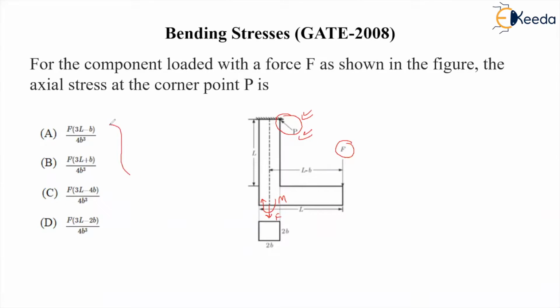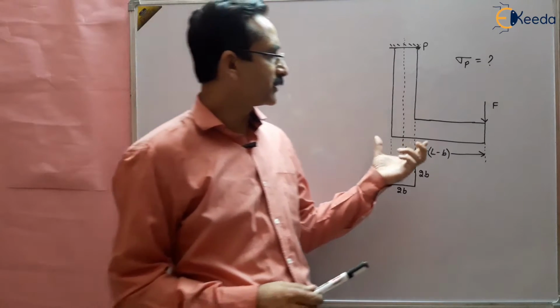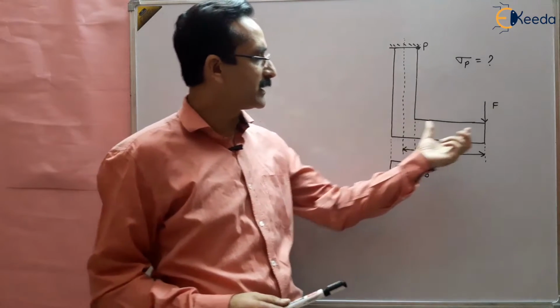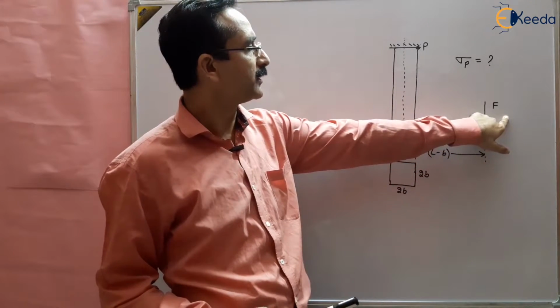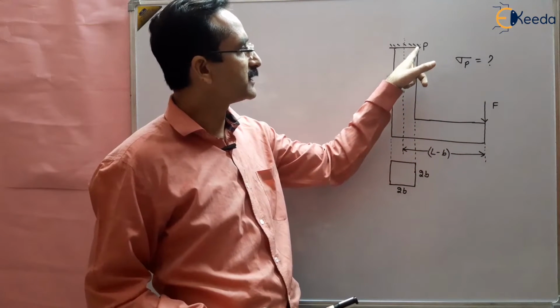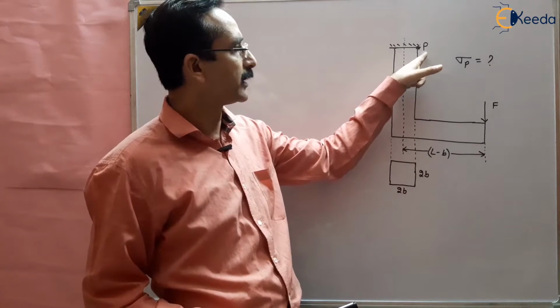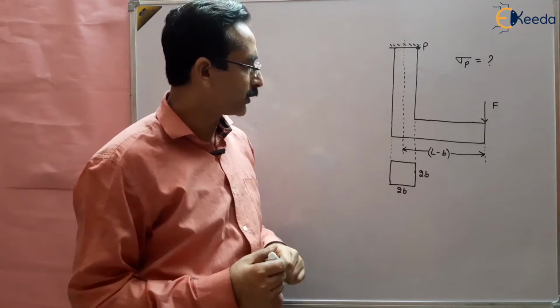So these are the options given to us. We have to select the correct option out of four choices. So let us solve this question. This question contains an L-shaped bar on which a force F is applied, right? And we have to find out the stresses developed, the axial stress developed at point P. What are the stresses developed at point P?